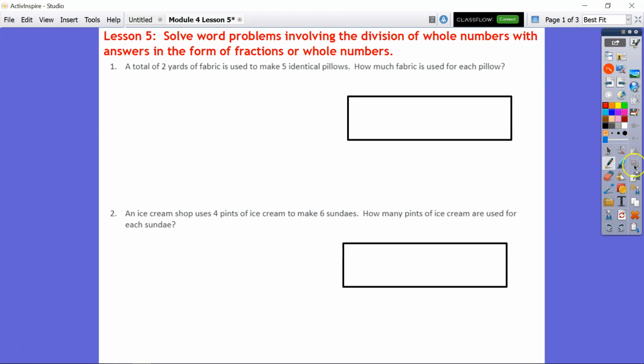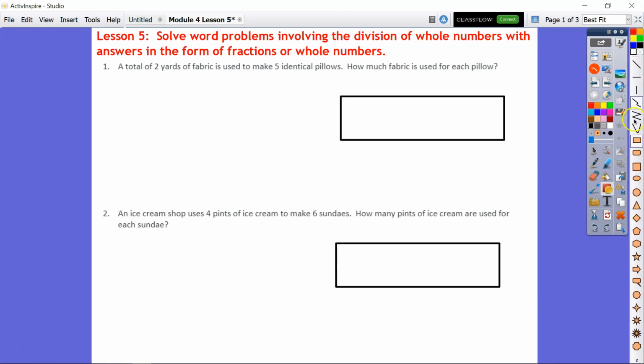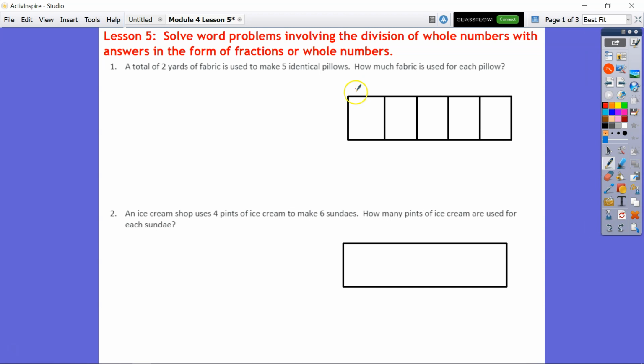So we know we have 5 pillows. So 4 lines will give us 5 pillows. We're making our tape diagram here. So we have our 1, 2, 3, 4, 5 pillows. And we know the total is 2 yards. So we're trying to find out what is that there.